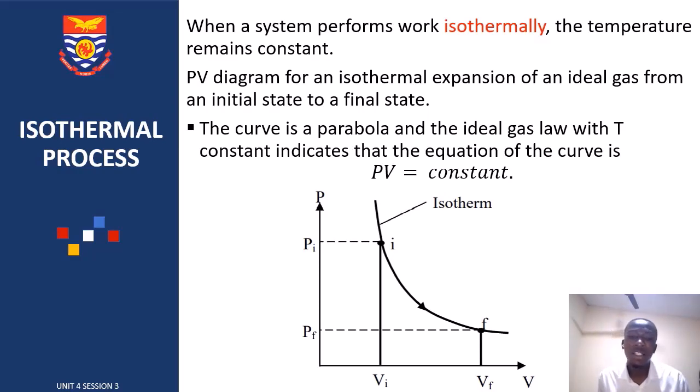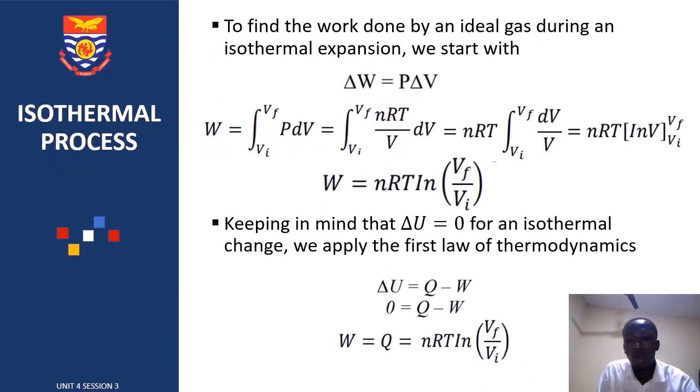The curve is a hyperbola, and the ideal gas law with constant T indicates that the equation of the curve is PV equals constant. So here we are going to derive a formula for work done by an ideal gas during an isothermal expansion. And let's start with this formula.